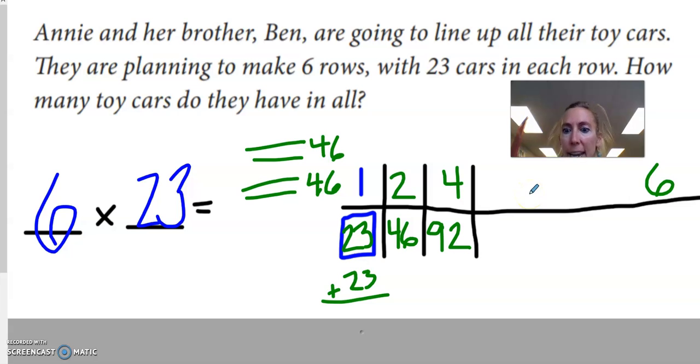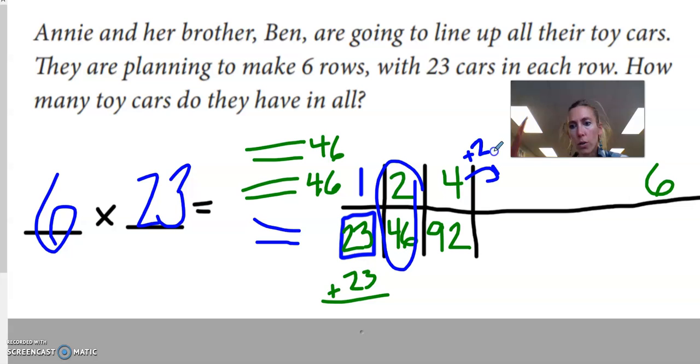Because there is a way. I have 4 rows, but now I just need how many more rows to get to 6? I need 2 more rows. Well, guess what? I know 2 more rows. It's right here. 2 more rows is 46 cars. So from this step, I'm just going to add on 2 more rows of cars.